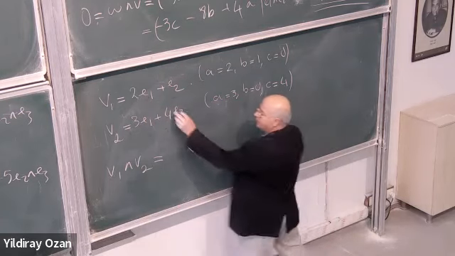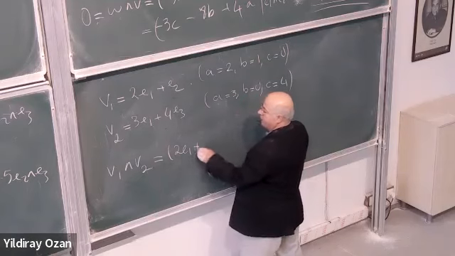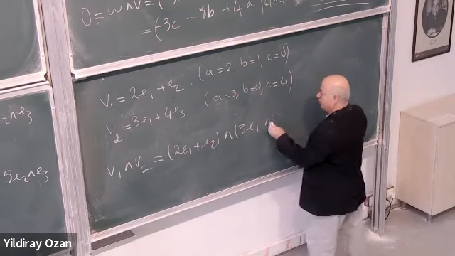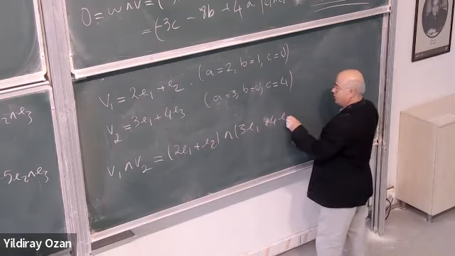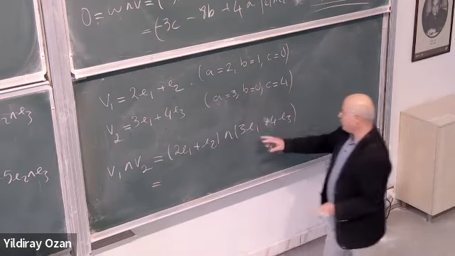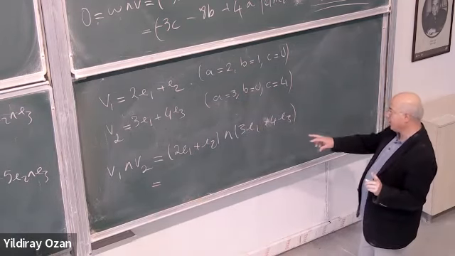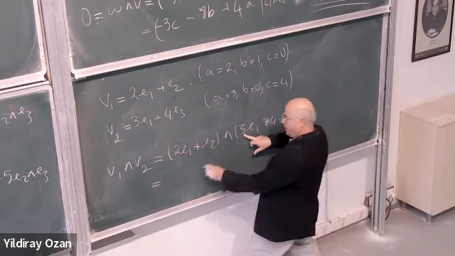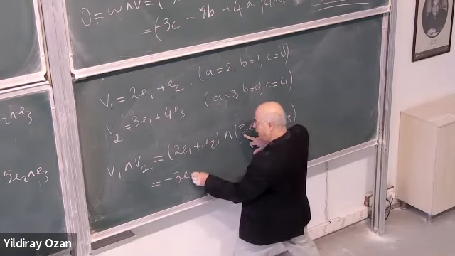Let's see. So 2E1 plus E2, wedge 3E1 plus 4E3. Let's see what we get. E1, E2 terimi nerede? E1, E2 sadece buradan var değil mi? Eksi 3 tane E1, E2.